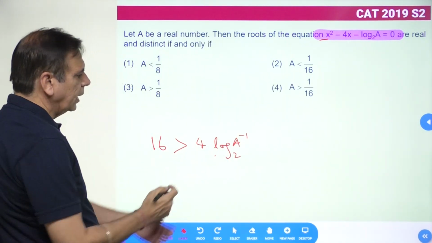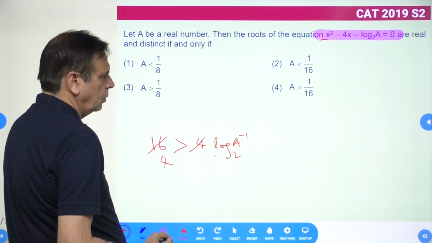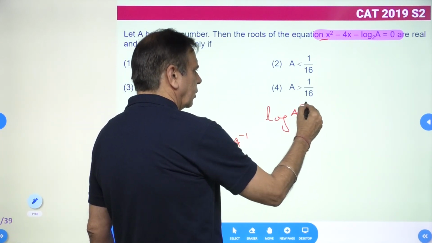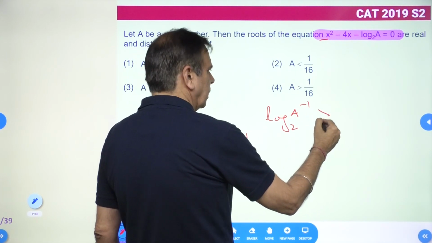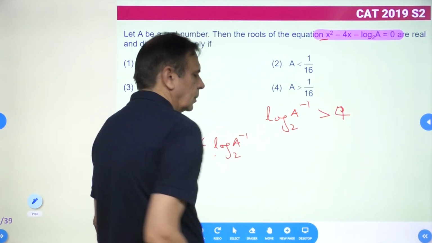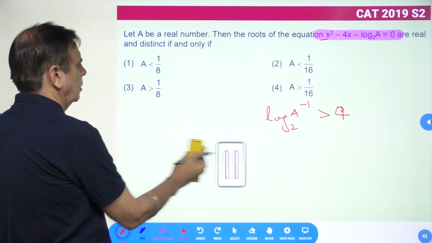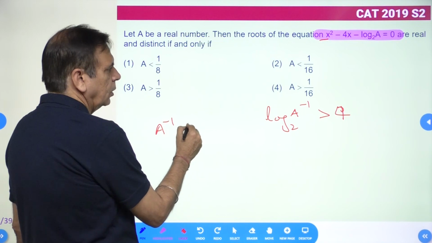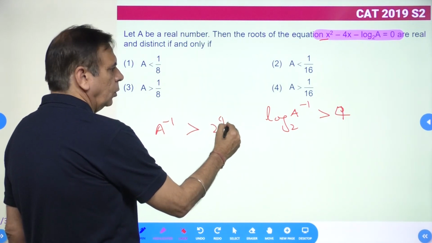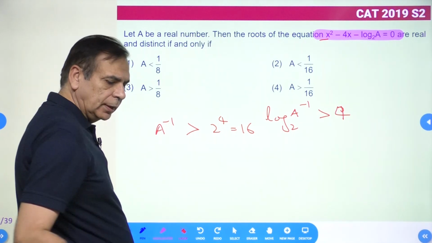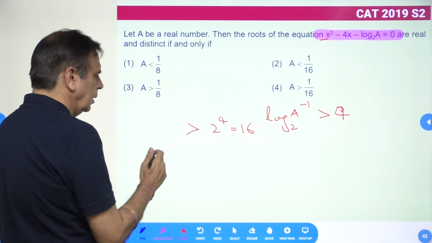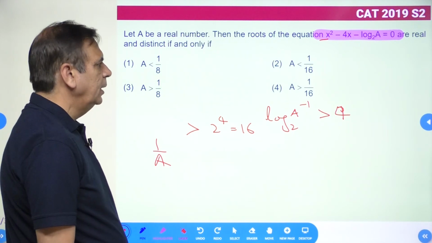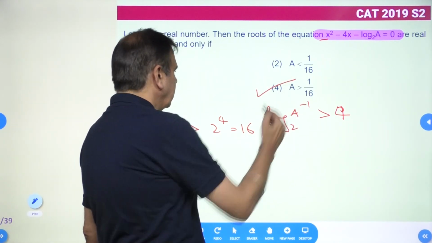Chalo. So what do we get? What this means is log of a to power minus 1 base 2 should be greater than 4. Okay, so I can say a to power minus 1 should be greater than 2 to power 4. And what is a to power minus 1? It is nothing but 1 upon a. Okay, so that means my answer should be a should be greater than 1 by 16.